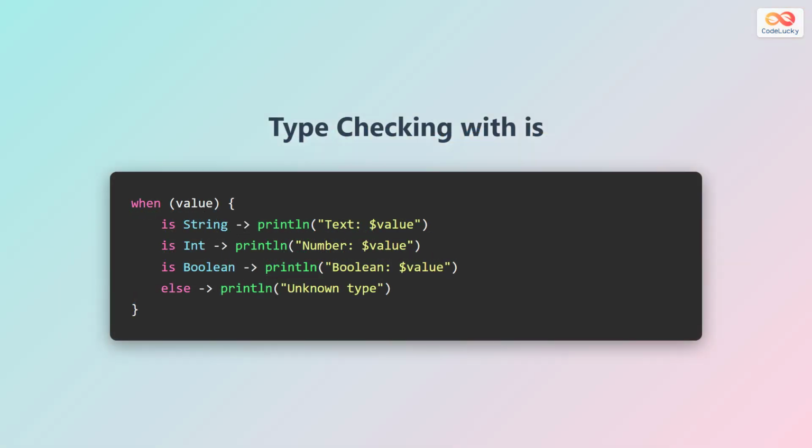The is keyword lets you check the type of a variable at runtime. This is especially useful with variables of type Any or nullable types. Here, if the value is a String, we print it as text. If it's an Int, we print it as a number. If it's a Boolean, we identify it accordingly. Kotlin automatically smart casts the variable within each branch, so you can use it as the specific type.